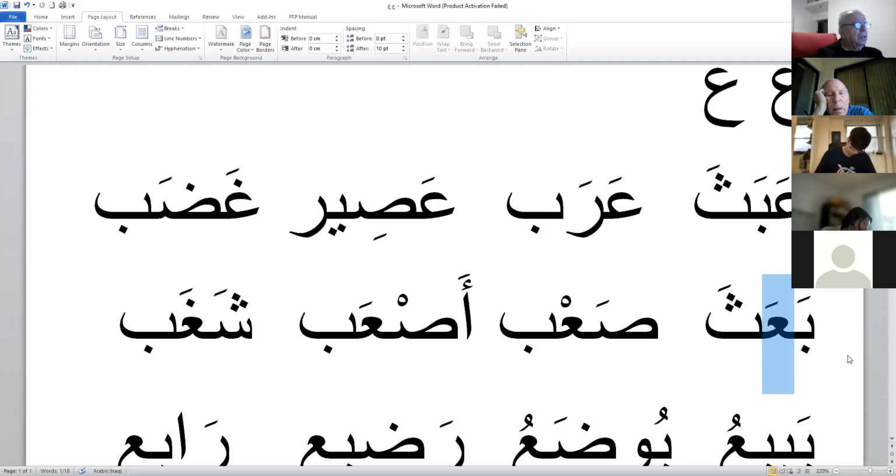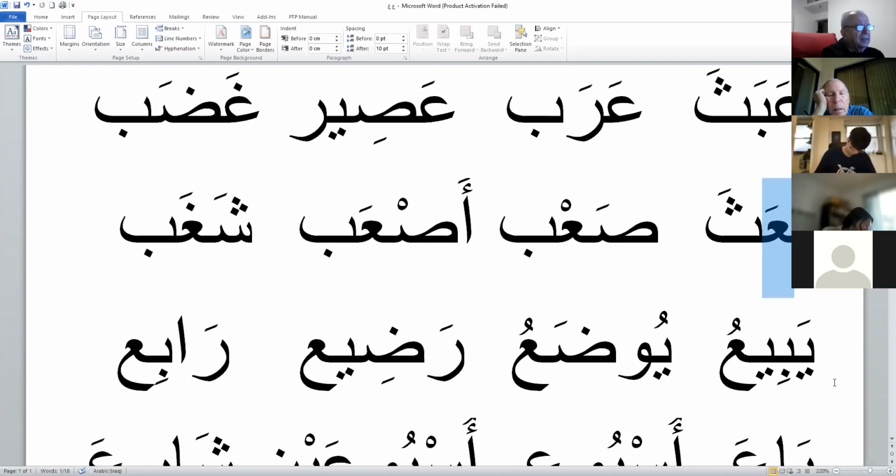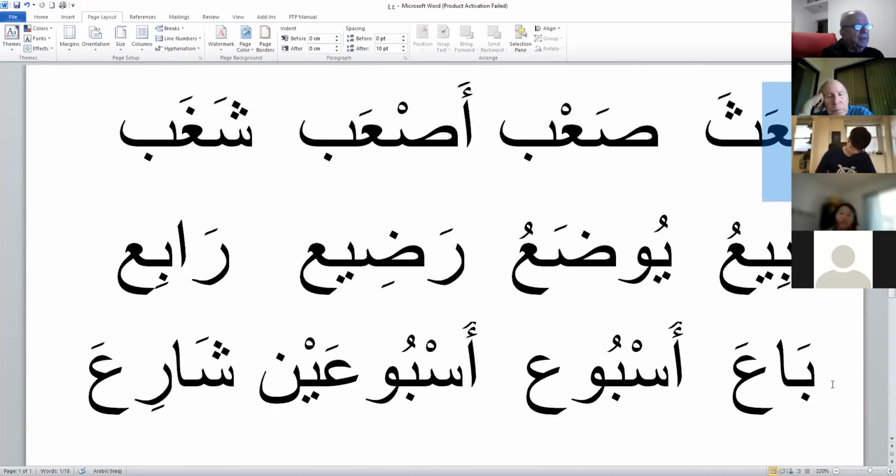Now, at the end of a word, it has two faces. One is when it is connected, and when it is connected it is an upside down triangle with a tail, as you can see here. When it is not connected, we go back to this open mouth with a tail.